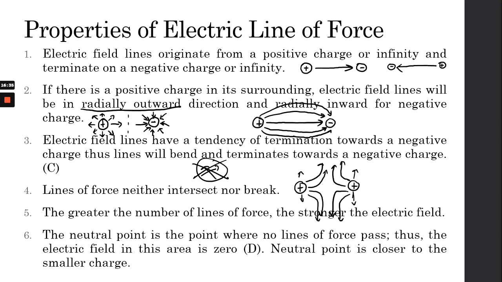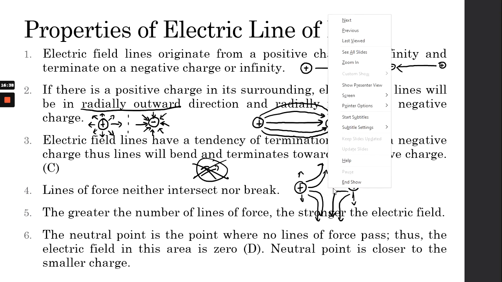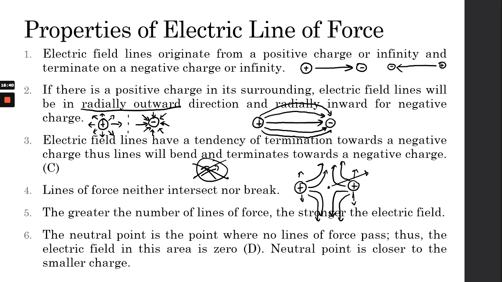So let's go back to this picture right here. This point right here is called the neutral point. What this means is that there would be no electric field or electric line of force passing in this area. Again, we know this because electric lines of force cannot intersect or break. So if I have something like this, it will curve in a way so that these lines won't connect, because they will never connect since they're two positive charges.